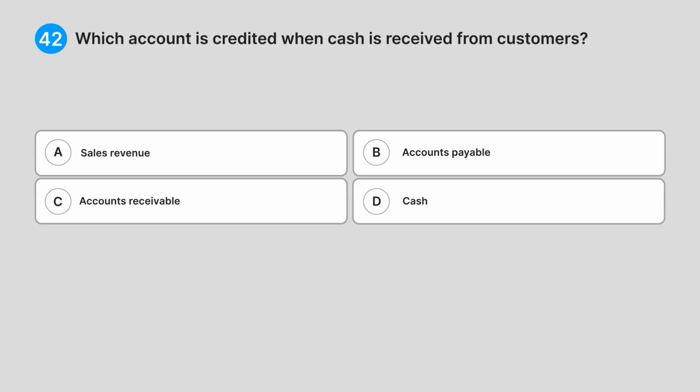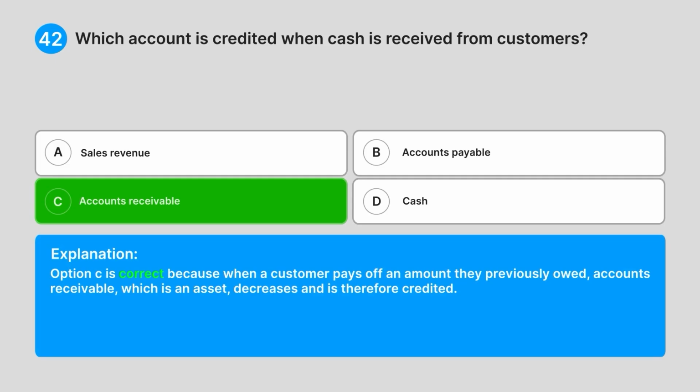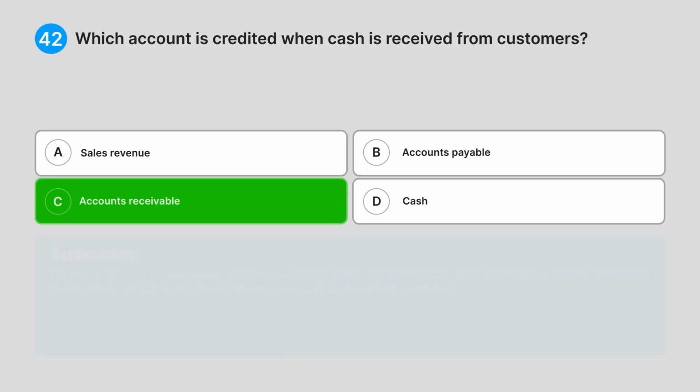Correct answer, C. Accounts receivable. Explanation. Option C is correct because when a customer pays off an amount they previously owed, accounts receivable, which is an asset, decreases and is therefore credited.